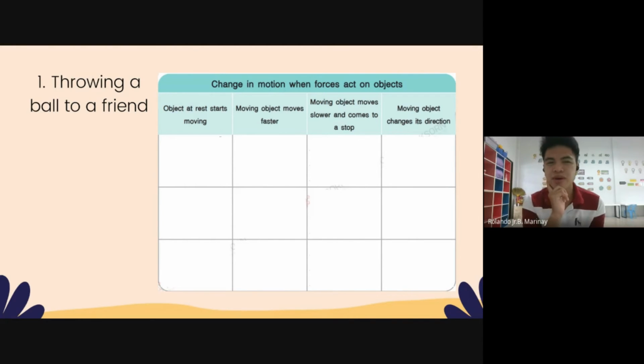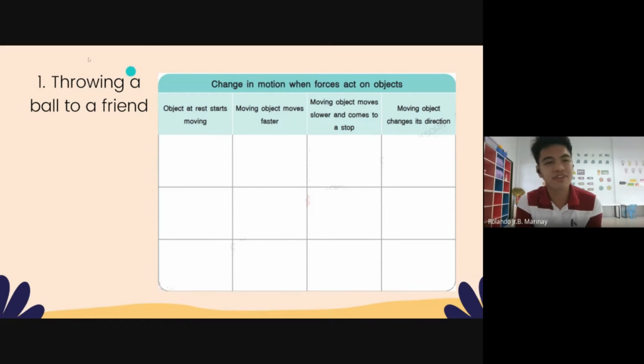Number 1, throwing a ball to a friend. What do you think happened to it? Is it A, object at rest starts moving? B, moving objects move faster? C, moving object moves slower and comes to a stop? Or D, moving object changes its direction?